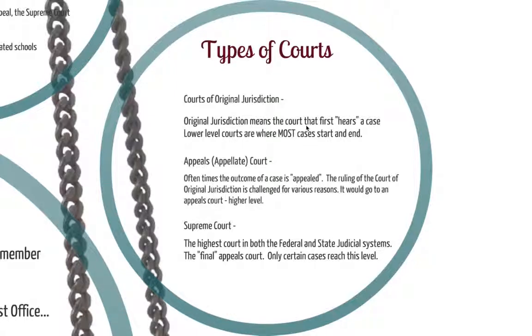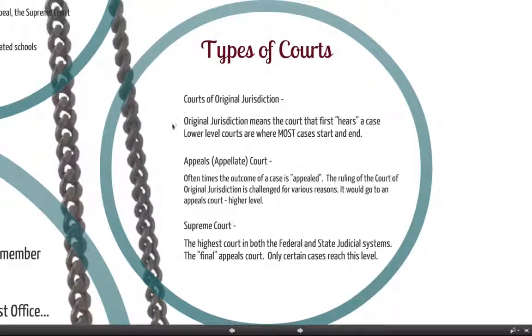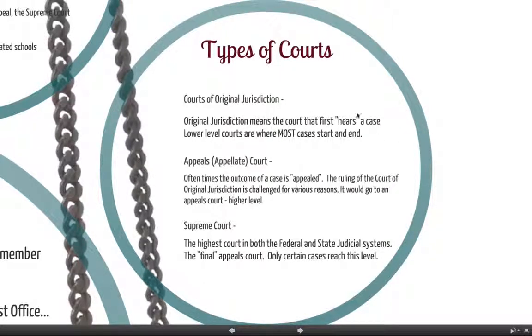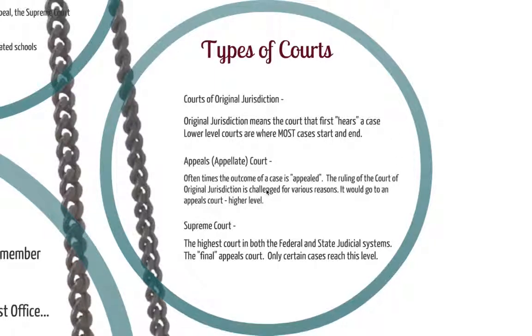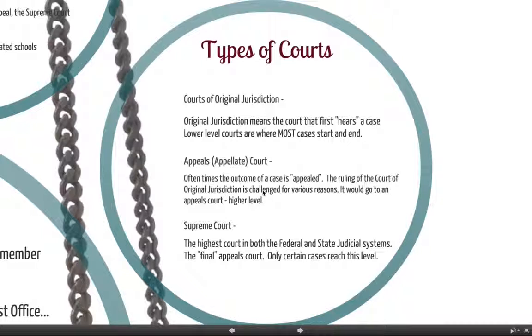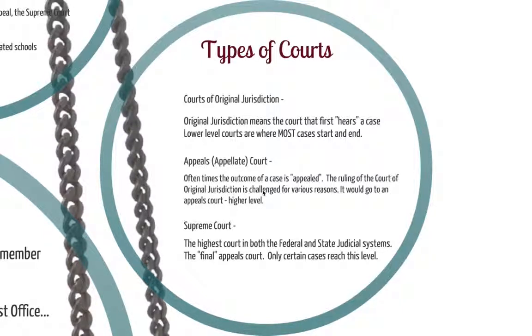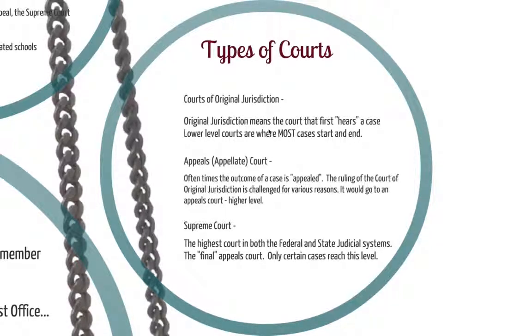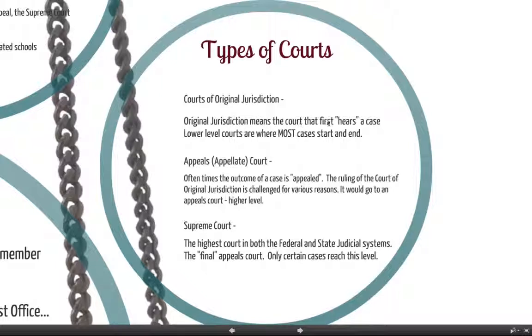In some instances, however, the outcome in the original jurisdiction court is challenged because maybe the person that was on trial didn't think they got a very fair trial. The case would then get appealed, and it could be heard a second time by what's called an appellate court or an appeals court. If the ruling of the court of original jurisdiction is challenged, then it would go to this higher level court, and this court could reverse the decision of the original jurisdiction court if they felt it was necessary.